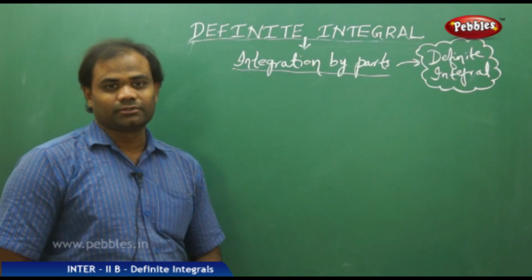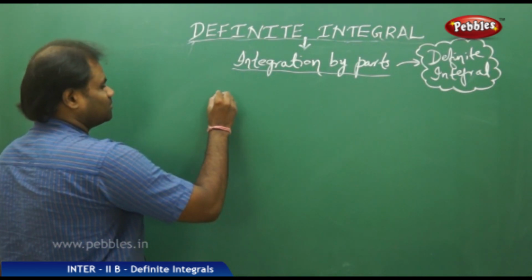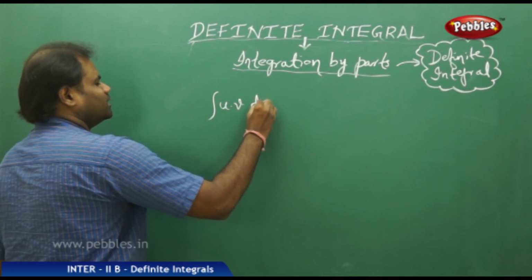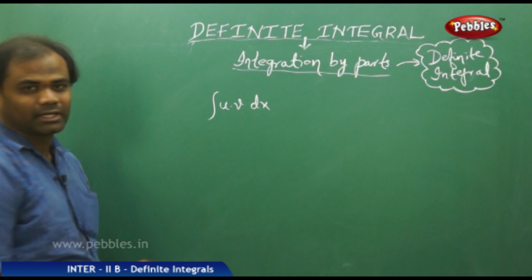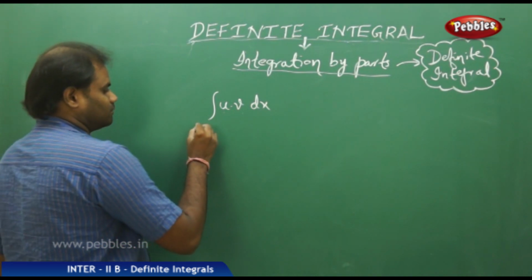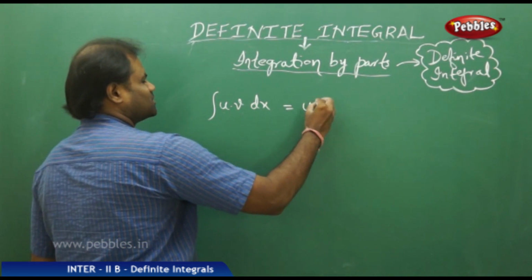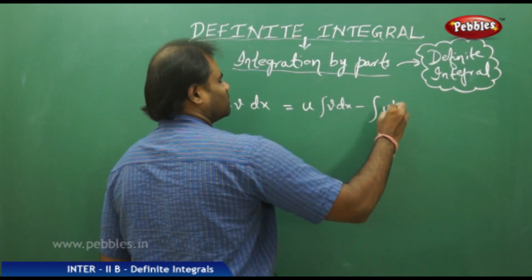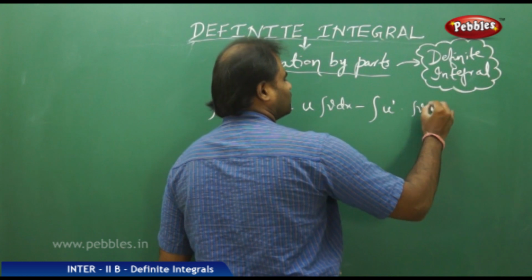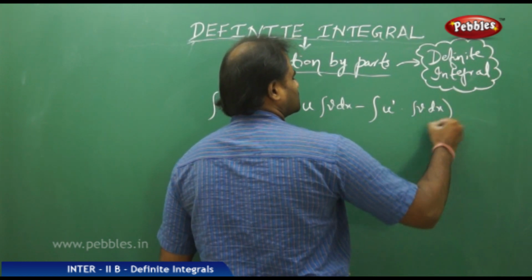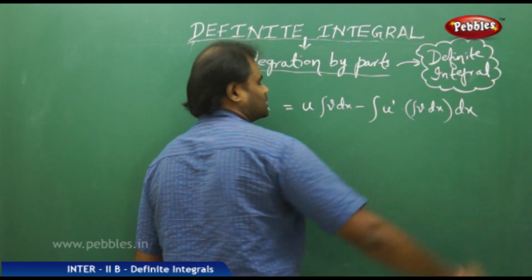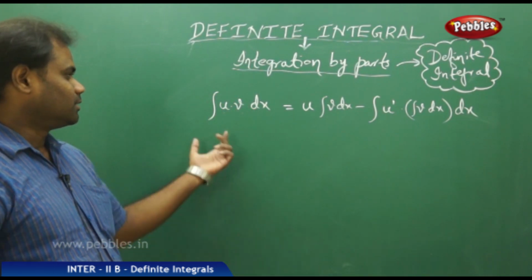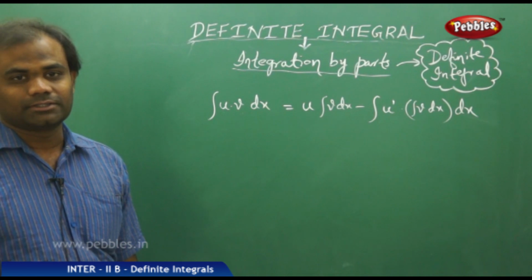So for the definite integral, let's see how it comes. Integral of uv dx, if I assume the first function as u and the second as v, we have first function times integral of second, minus integral of derivative of first times integral of second. This is how we understand the integration by parts for the indefinite integral.